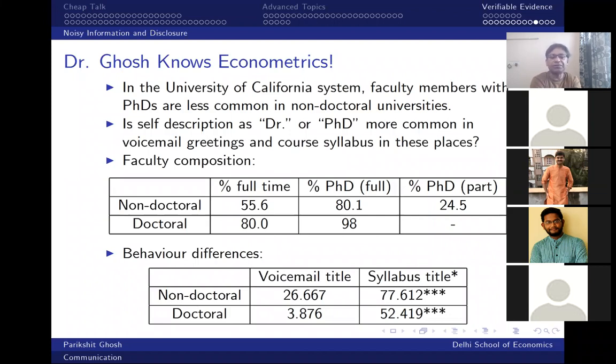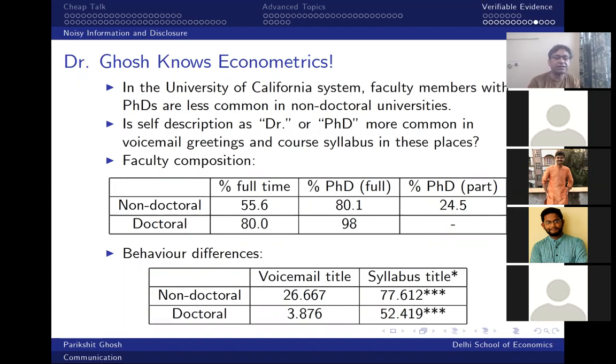And another source of information was they called their office telephones to listen to their voice messages. "You have reached the office of Dr. So-and-so," or just the name.